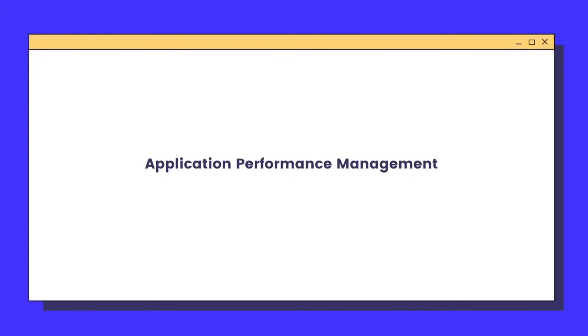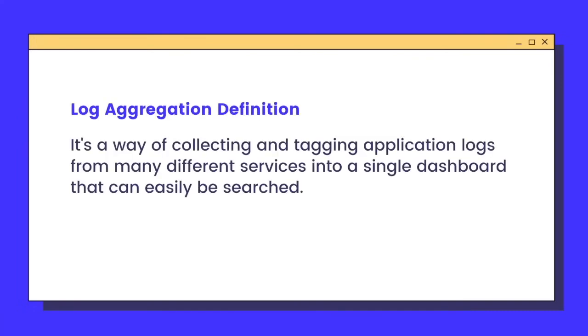There aren't that many general topics in application performance management, so this section will be a little bit shorter. We'll go into more detail in future sections in the DevOps Academy, but just for this introductory video series, let's talk about two core concepts. The first of which is log aggregation. It's a way of collecting and tagging application logs from many different services into a single dashboard that can easily be searched.